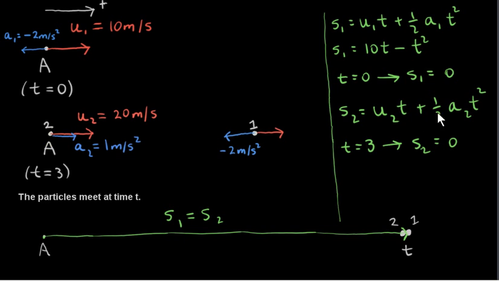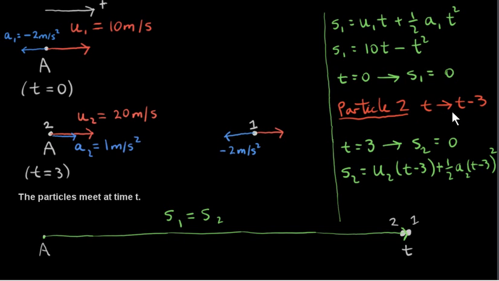But of course, if we use this formula with U2 equal to 20 and A2 equal to 1 and plug 3 in for t, we're certainly not going to get 0. So how do we ensure that when we plug 3 into a formula for S2 that we do get 0? What we do is we replace t in this formula with t minus 3. So this is a very important point. So the time lag is 3 seconds.